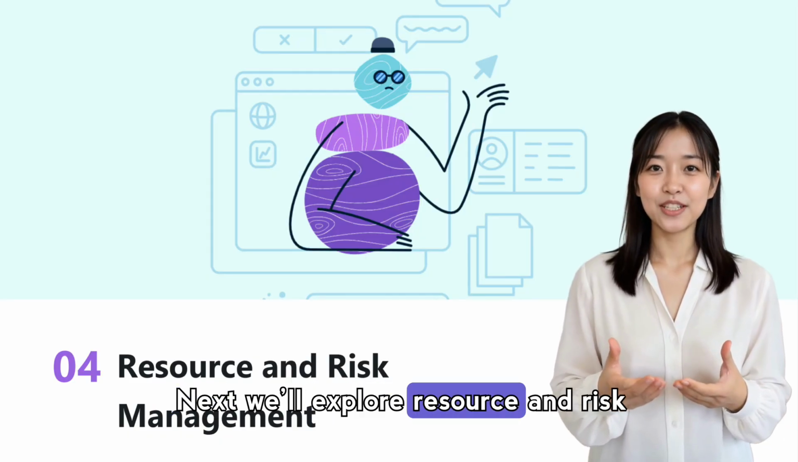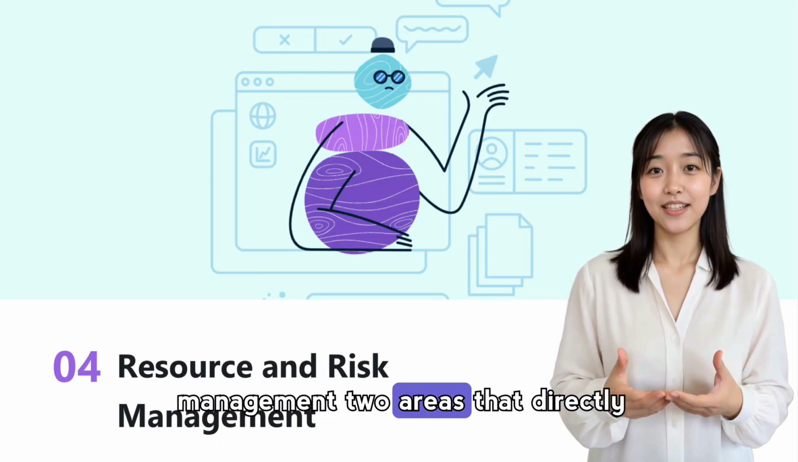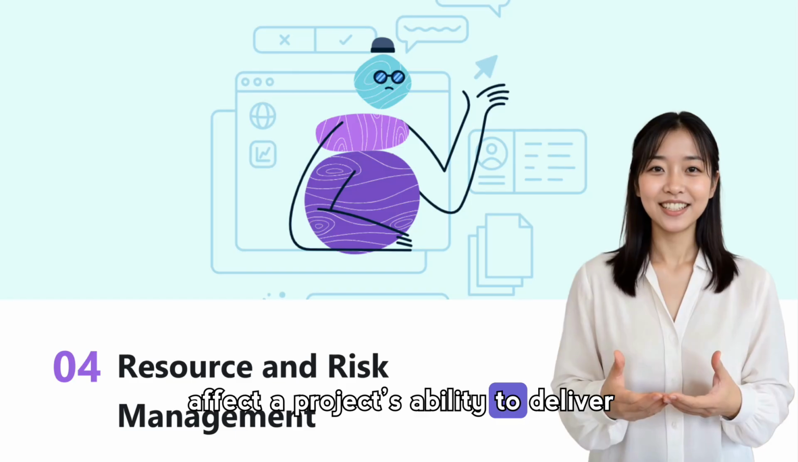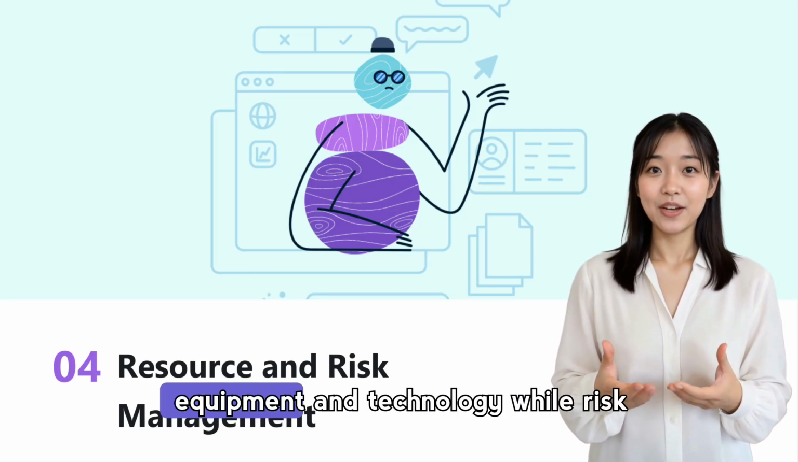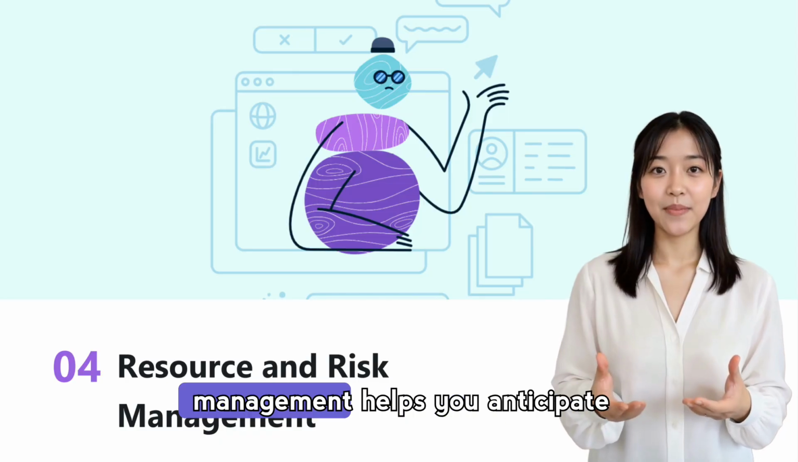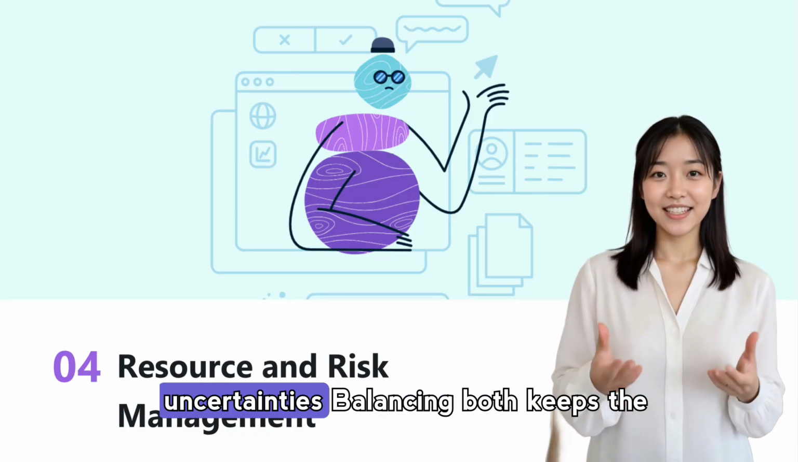Next, we'll explore resource and risk management, two areas that directly affect a project's ability to deliver. Resource management ensures you have the right people, budget, equipment, and technology, while risk management helps you anticipate uncertainties.